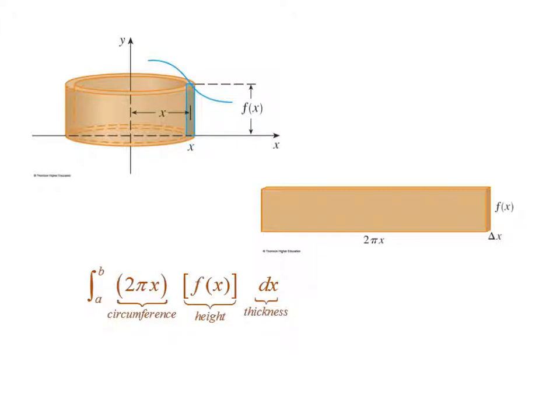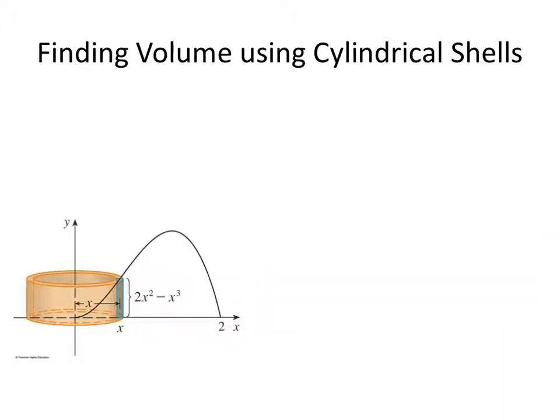So if I take this cylindrical shell and flatten it out, to get the area of it, it's 2 pi x times its height, which is f of x, and then we have our thickness. Then we take the limit of all of these shells as I keep putting them together to find the total volume. So we have the integral from a to b of the circumference 2 pi x, where x is essentially the radius, times the height, which is our function, and dx for the thickness. So let's actually find our volume.